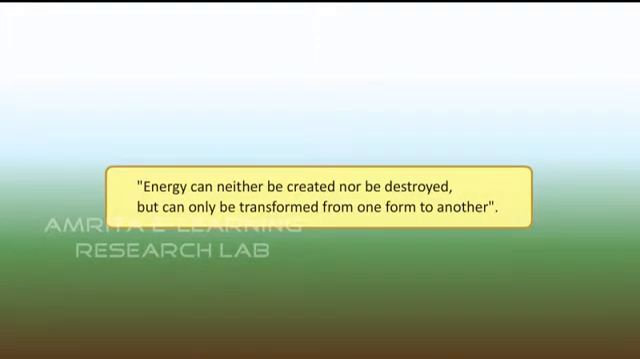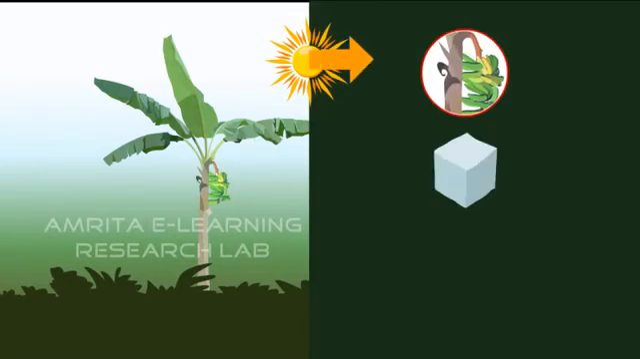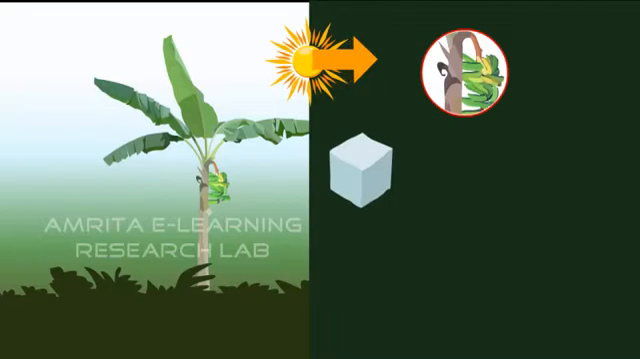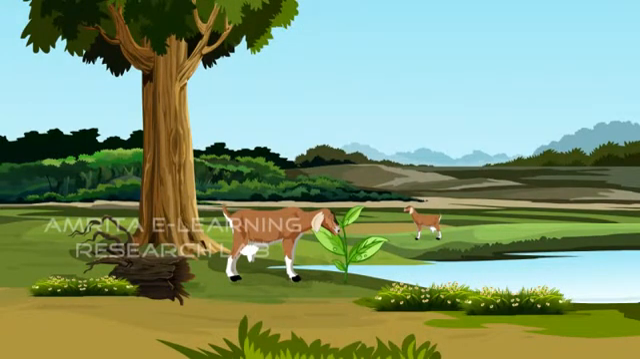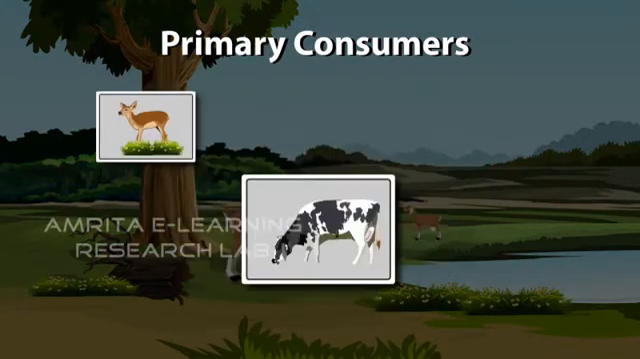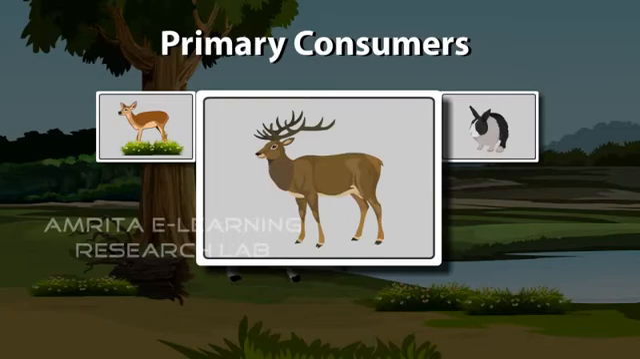The first law of thermodynamics states that energy can neither be created nor be destroyed, but can only be transformed from one form to another. So, when the energy from the sun is transformed into chemical energy by plants in the form of glucose or sucrose, consumers are thus using the sun's energy through consuming plants and animals. Each primary consumer is vital for the health and function of an ecosystem.